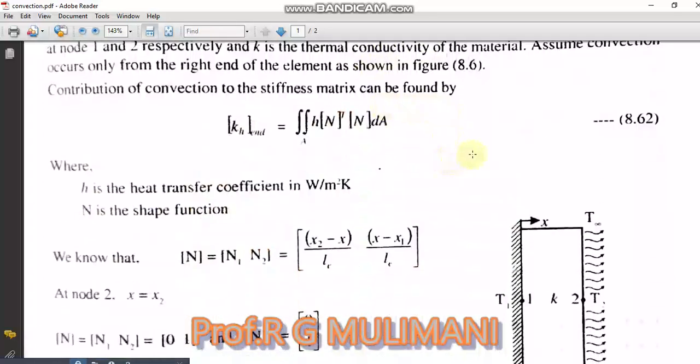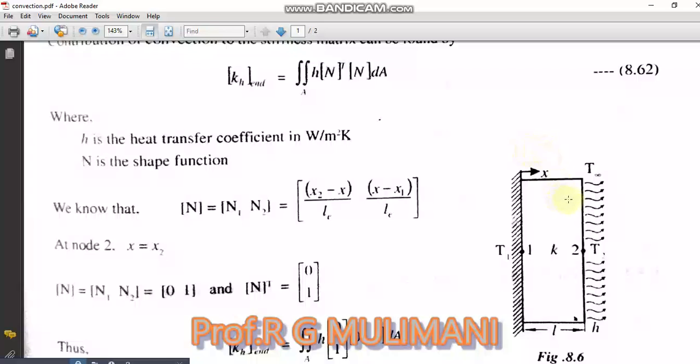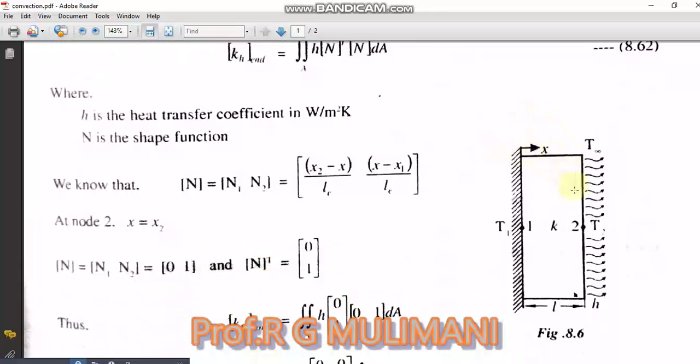Convection is one of the modes of heat transfer from the material to the surrounding. In this element, one end is maintained at a specified temperature T1, and at the other end there is convection heat transfer from the material to the surrounding, where the material temperature is T2 and the atmospheric temperature is T infinity. So the element has two nodes: node 1 is maintained at temperature T1, node 2 is at T2, and the atmospheric temperature is T infinity.